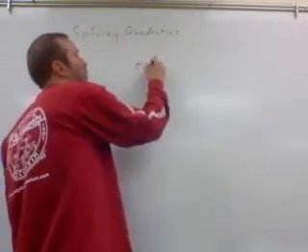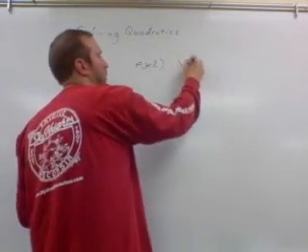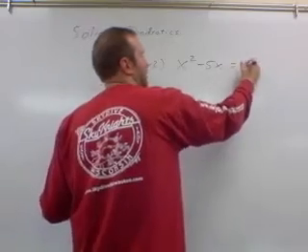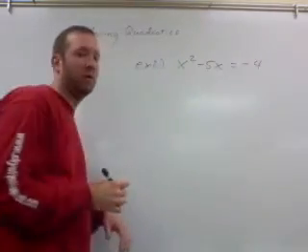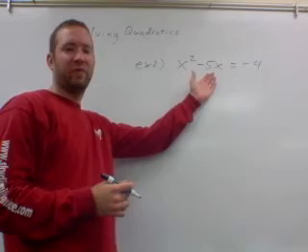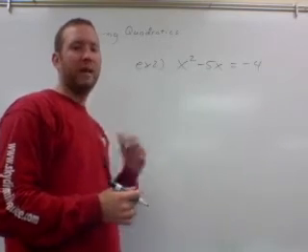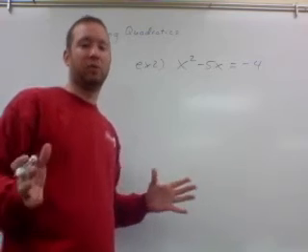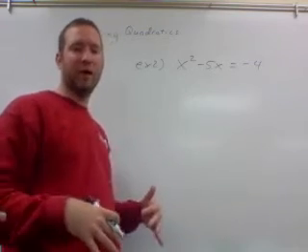All right, example 2. We're going to look at x squared minus 5x equals negative 4. So x squared minus 5x equals negative 4. Now I notice I have an x squared and an x, so the square rooting method is out. Okay, so I've got to move on down my list.